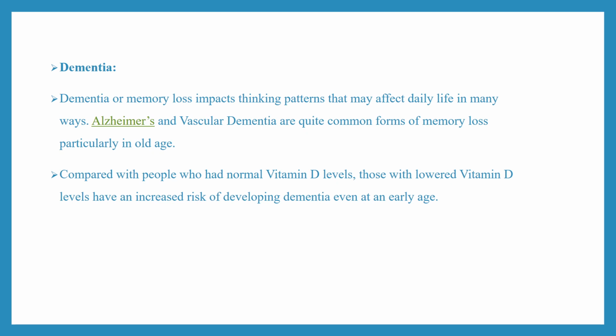Dementia, this is called memory loss. It will affect daily life in many ways. Alzheimer's and vascular dementia are quite common forms of memory loss in old age. The people who have normal vitamin D levels will have normal memory power, and the people with lower vitamin D have an increased risk of developing dementia at an early age.